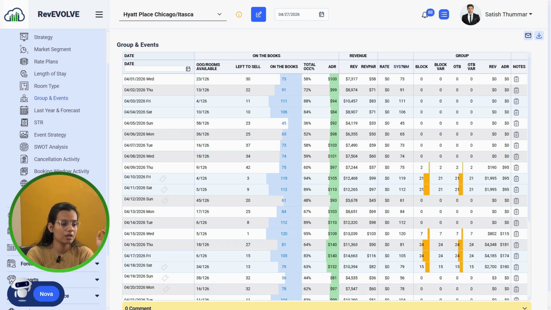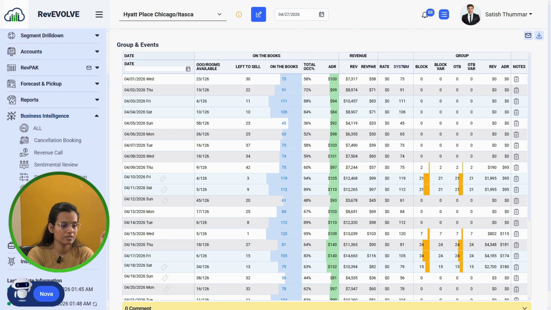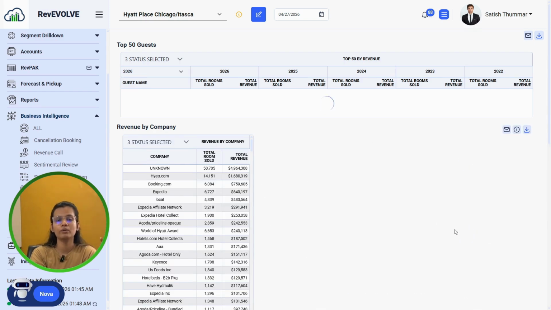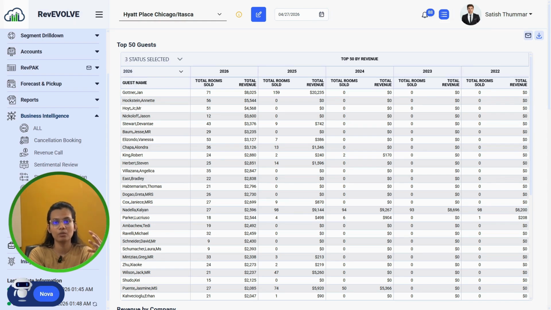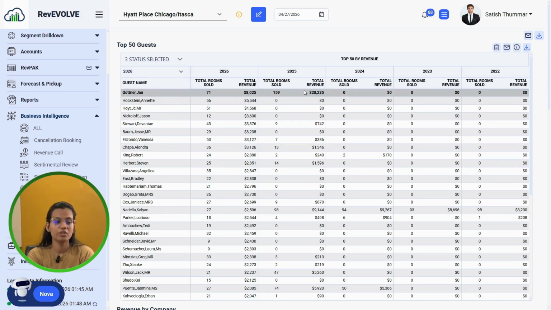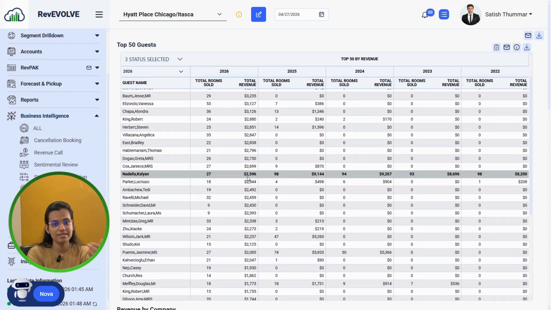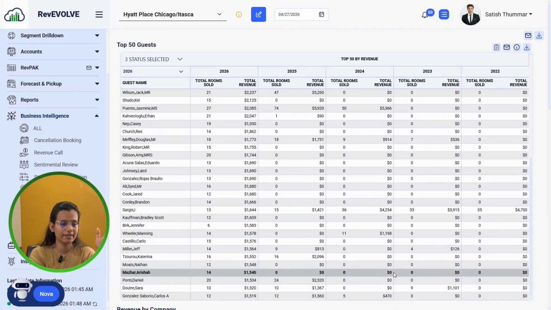Now the third thing we look at here is CRM. In business intelligence, we can see the CRM. Here we can see the top 50 guests that keep coming over and over, for the same holidays or same season. Maybe some guests will come for one to two years or three years. So we have the guest names, then the year with the total rooms and total revenue. This is the top 50 guests that visited your hotel over a sequence of years. So here we get that top 50.